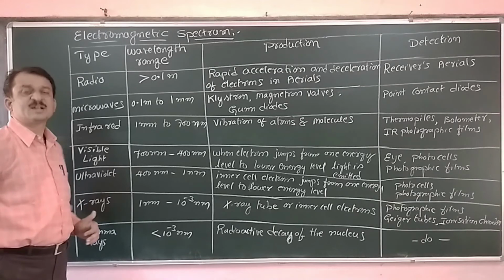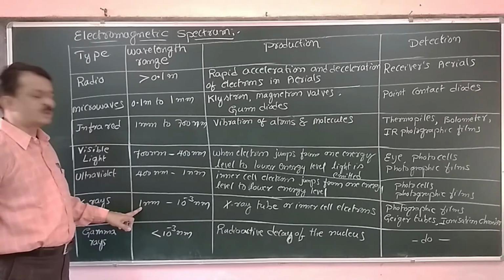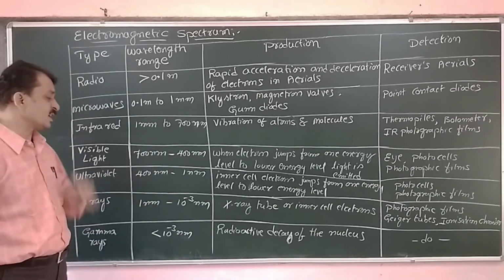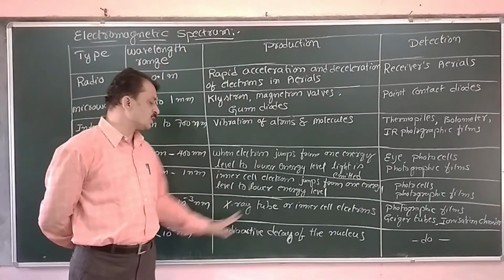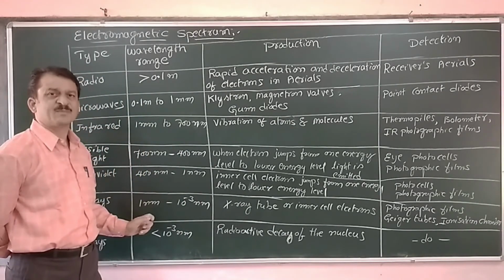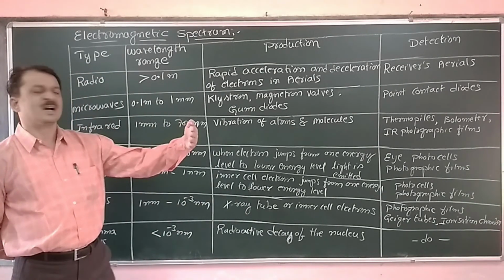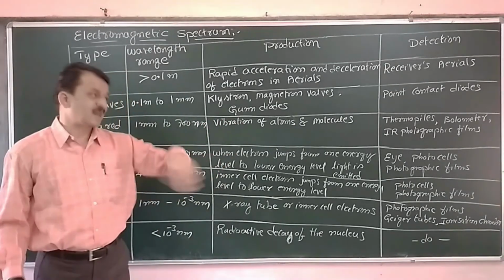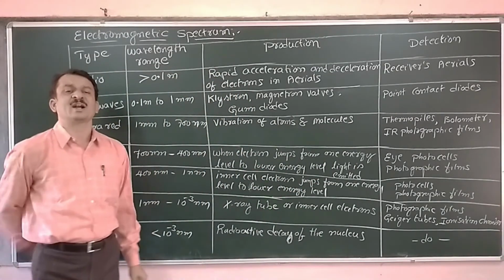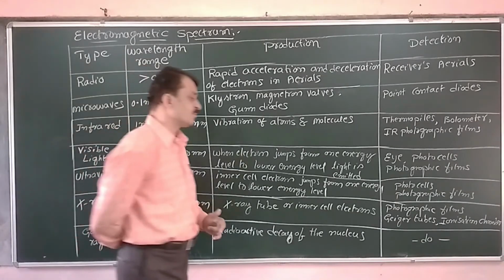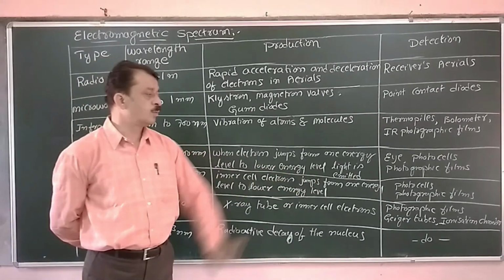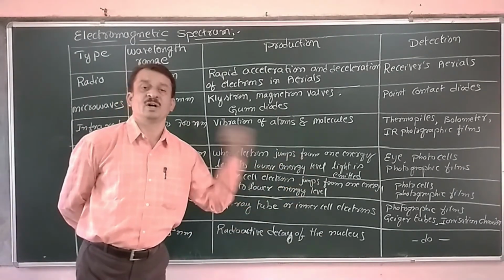And the sixth one is X-rays. They have a wavelength range of 1 nanometer to 10 to the power of minus 3 nanometer, again decreasing. How are they produced? They are produced in an X-ray tube, where inner shell electrons are emitted. Whenever a target material is bombarded with electrons, secondary electrons are emitted from the inner shell of the atom, and hence they have higher energy. How are they detected? By using a photographic film, Geiger tube, or ionization chamber.